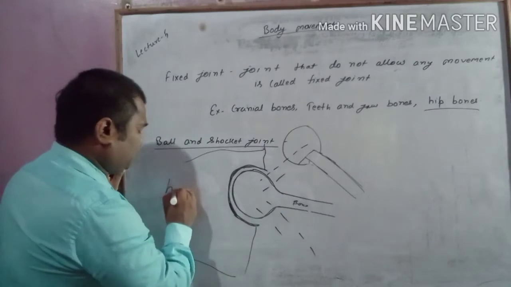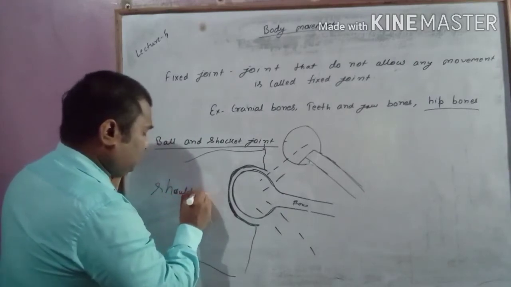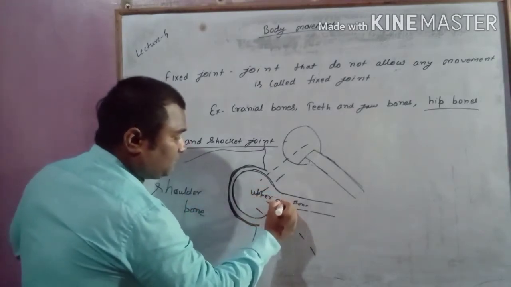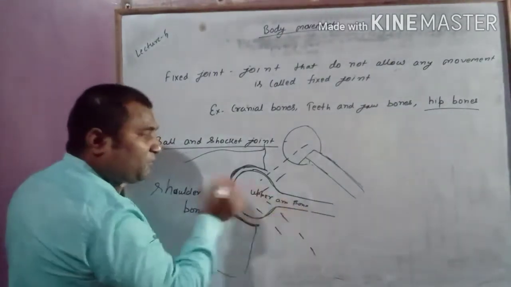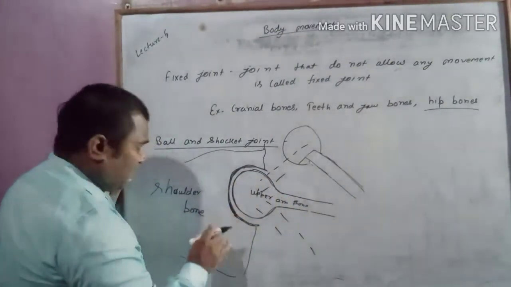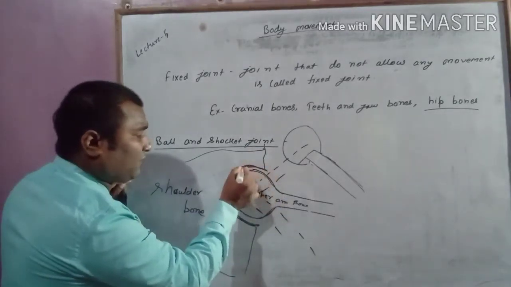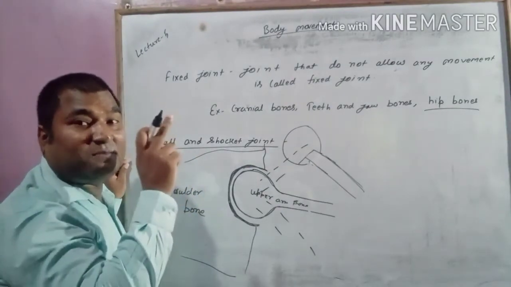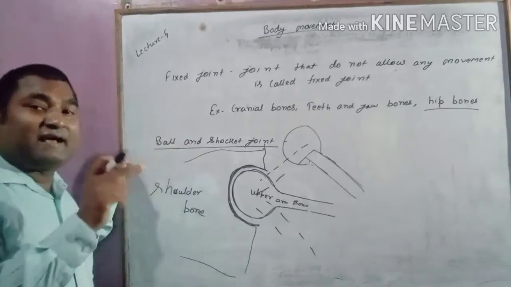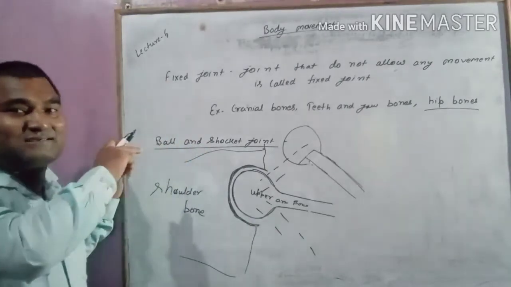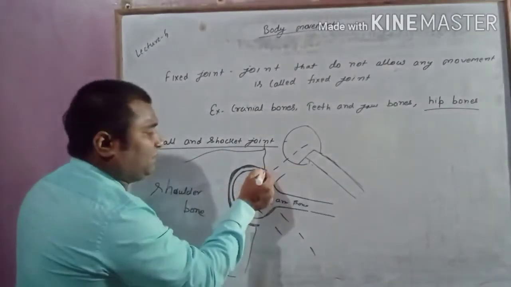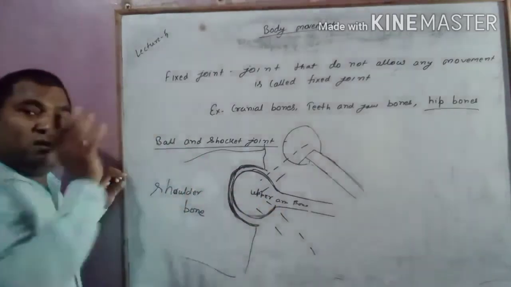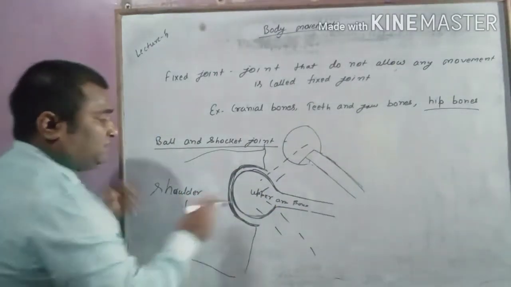Imagine this is the shoulder bone and this is the upper arm. The upper portion of the upper arm is a round head, and the shoulder bone has a socket-like structure. If you see my diagram, you can see this type of joint. It was already explained in the diagram I drew on the board in the last class, in the last video. This is the socket and this is the round-headed bone, the upper arm.